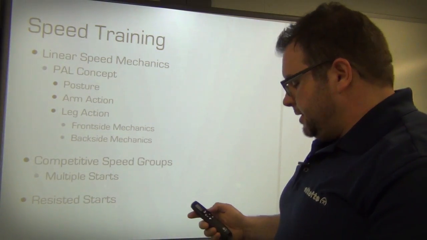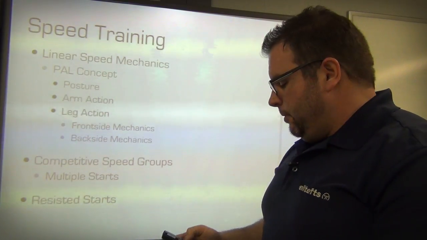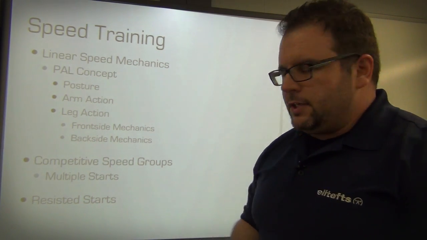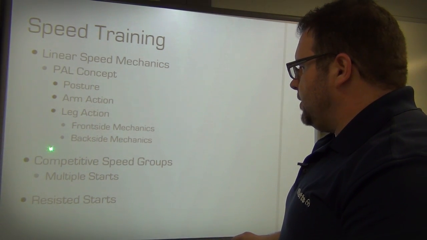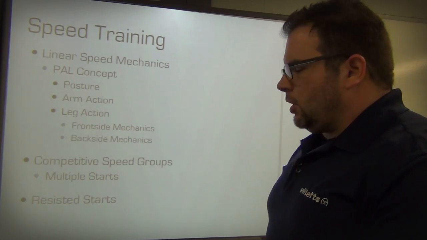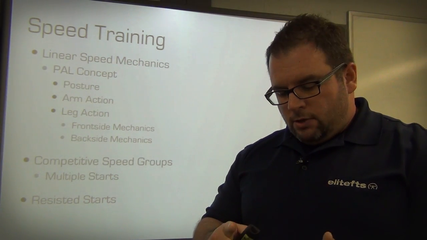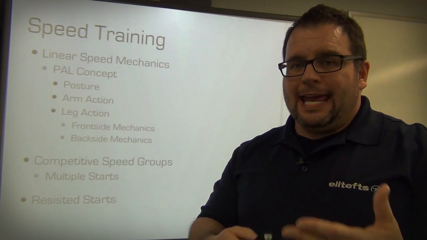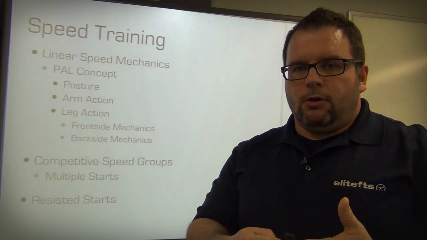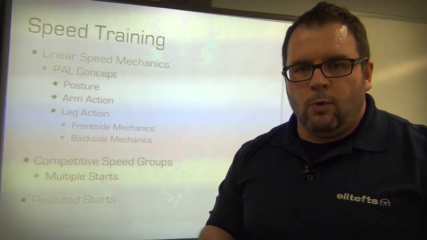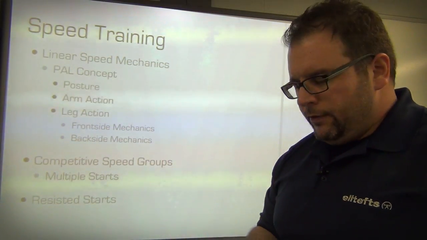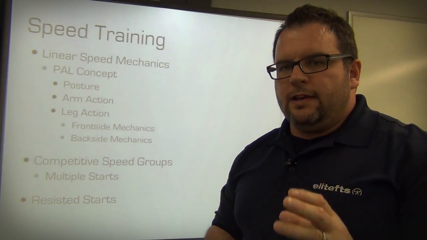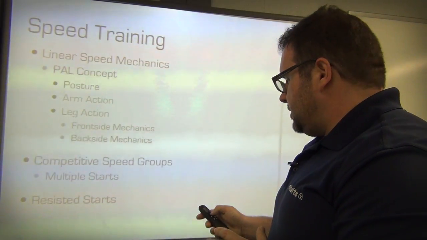And again, hearing this from a lot of people, about 10% would really be on the mechanics, and that's a topic for a different lecture. The number one thing we did, if we did resisted starts, was make sure they were at a short distance and that the weight was applicable so it didn't inhibit the mechanics of the sprint. We would follow it up with an unweighted sprint, so we would have that contrast involved. That was probably about 10%. The most effective thing that we've done was to get athletes in competitive speed groups.